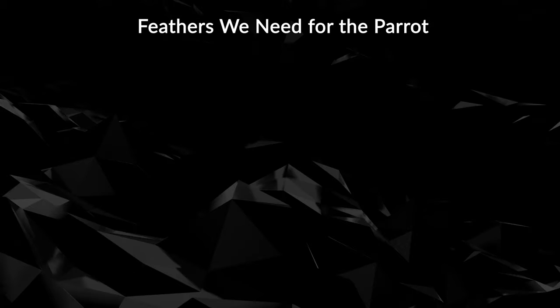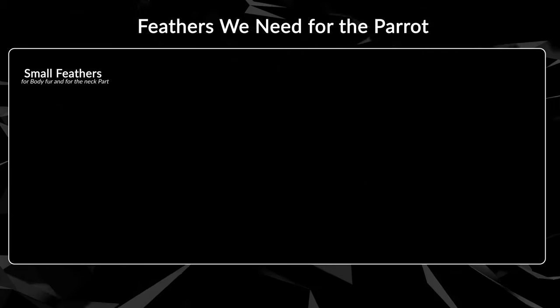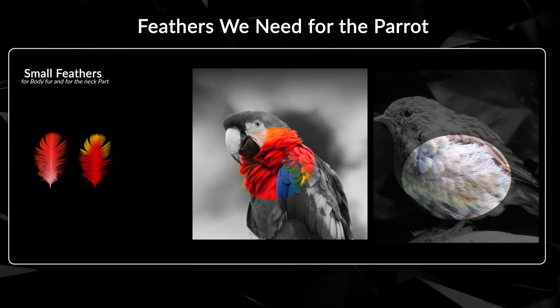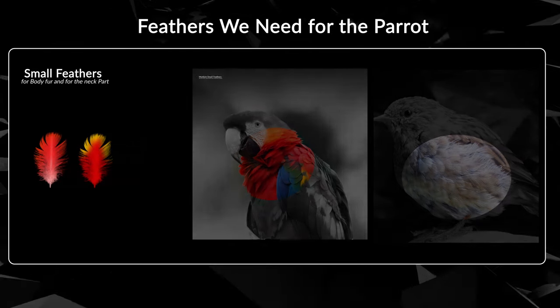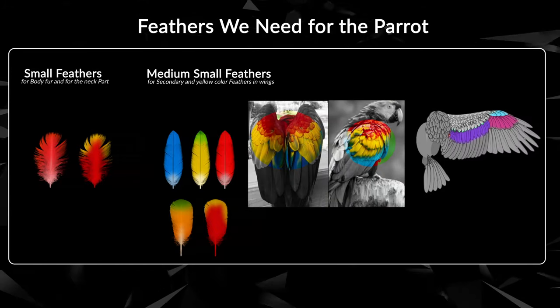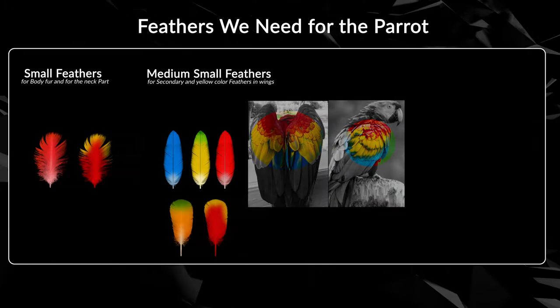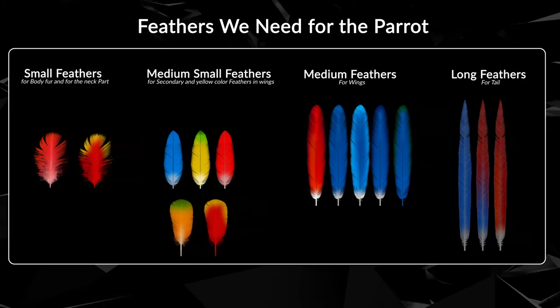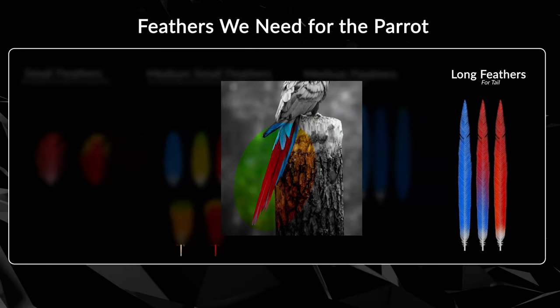These are the feathers which we need for our parrot. Small feathers, they will be used to cover the neck and body area, they will be red color and some in orange color also. Some medium small size feathers, they will be used in the wings of the bird. Then medium size feathers, they are mainly used in the wings. Then the last one, the long feathers, they will be used in his tail.